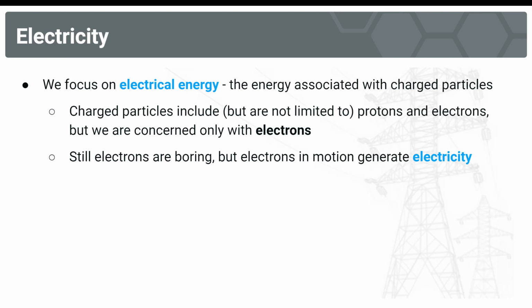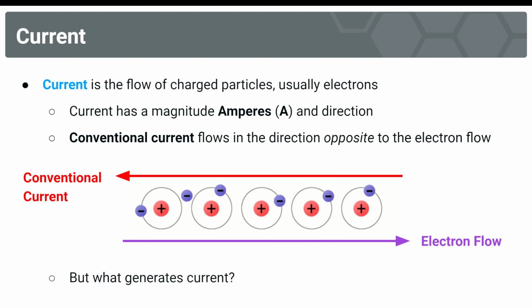All right, let's talk about our star in the discussion of energy, electrical energy. This is the energy associated with charged particles. Charged particles include, but are not limited to, protons and electrons. But we're going to be concerned mostly with electrons. Still, electrons that are not in motion are pretty boring. But electrons in motion will generate what we call electricity. Current is the flow of charged particles, usually electrons. And when we've got current, we've got electricity.